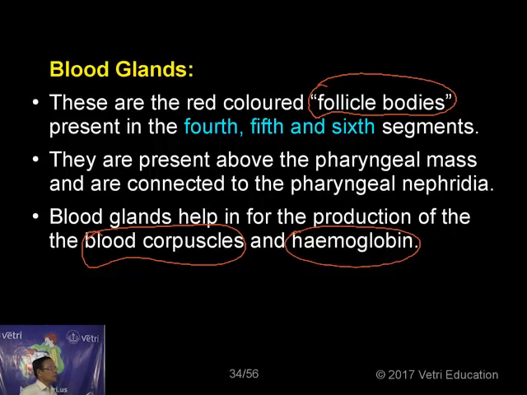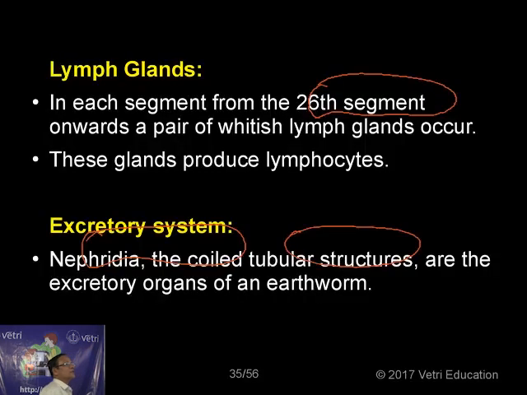So we have hemoglobin, and the blood cells are produced by the blood glands located in segments 4, 5 and 6, lying above the pharyngeal mass. The pharyngeal mass, the pharyngeal bulb, is concerned with the secretion of the enzymes.